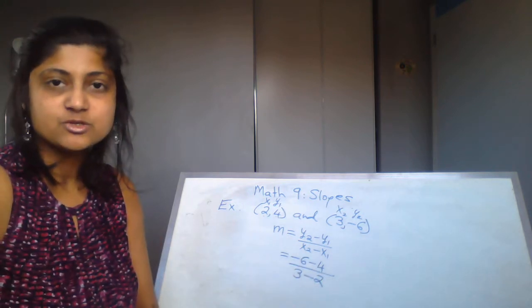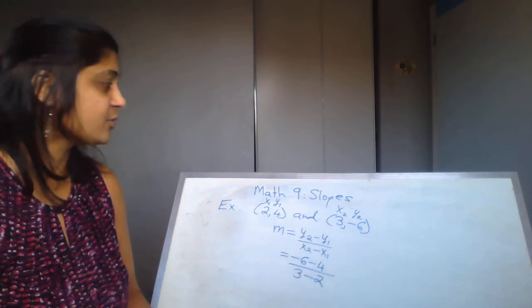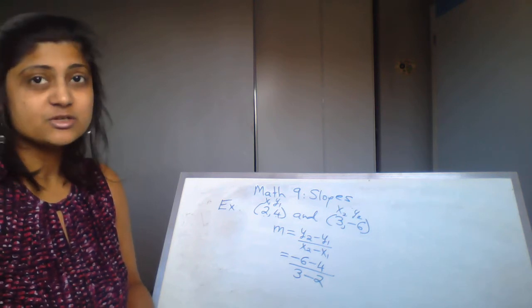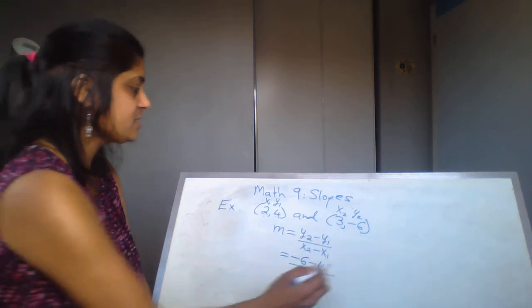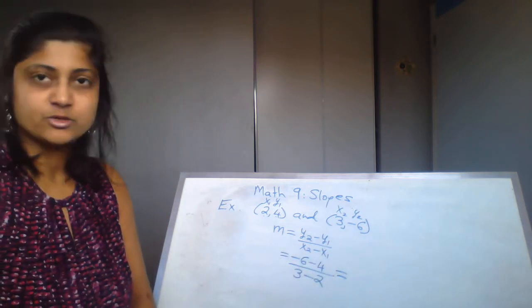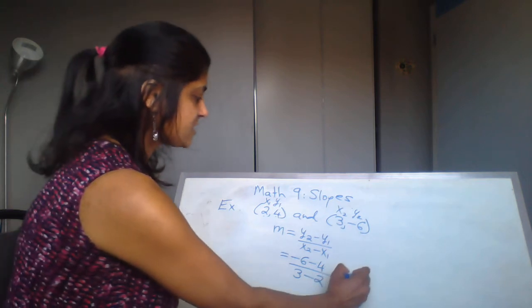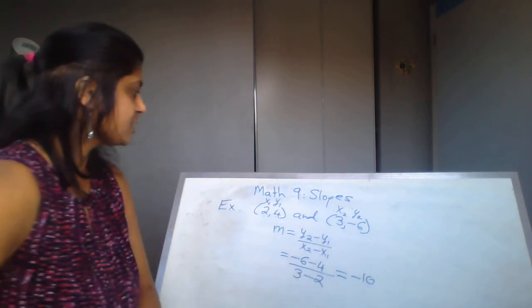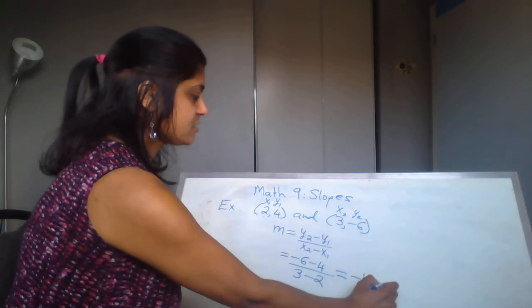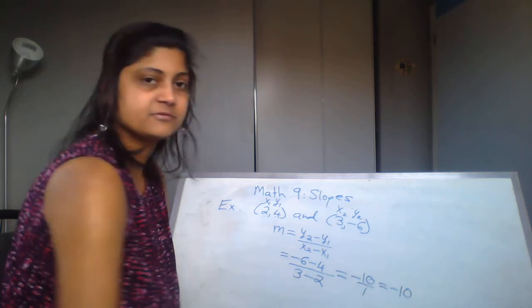I always make sure I label both of my points. A lot of the time students are mixing up the numbers with the formula, so just keep on doing it this way. I'm going to write our answer going across here. So we're doing negative 6 minus 4, which is negative 10, over 3 minus 2, which is equal to 1. So our slope is just equal to negative 10.